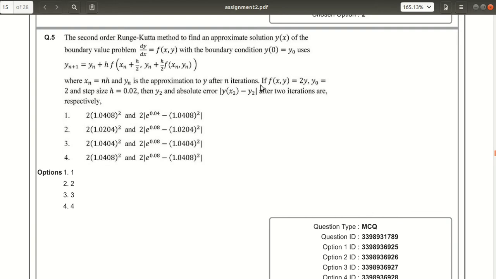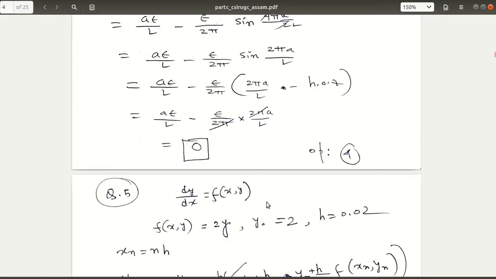So if f of x, y is equal to 2y, y0 is 2, and the step size h is equal to 0.02, then y2 and the absolute error |y(x2) minus y2| after 2 iterations are respectively given by which option. So let's have a look at that.